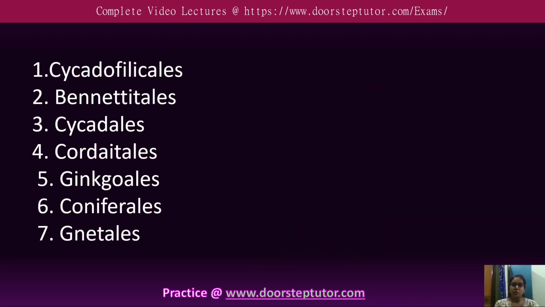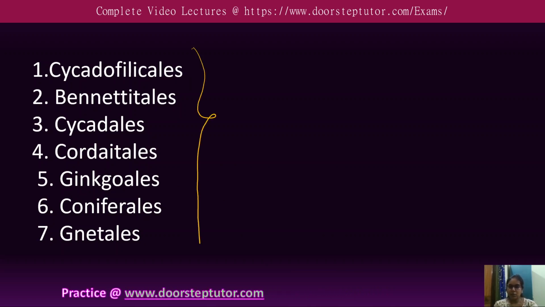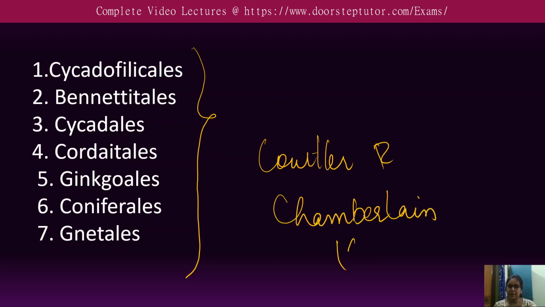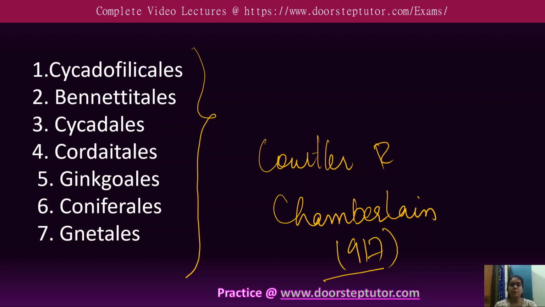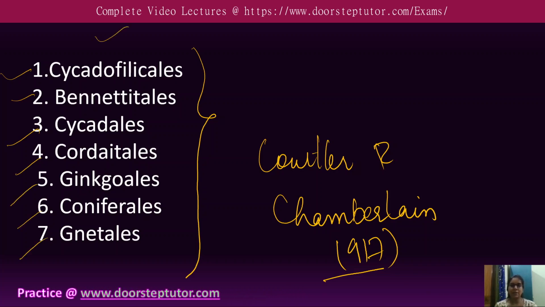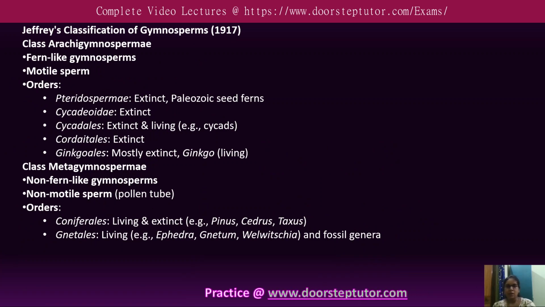Okay. So the pioneer workers in this field were Coulter and Chamberlain, who in 1910 divided the gymnosperm directly into seven orders. So these are the seven orders.